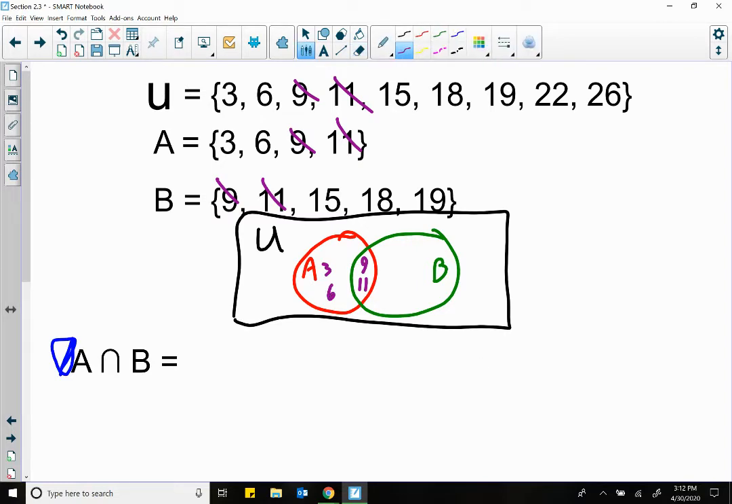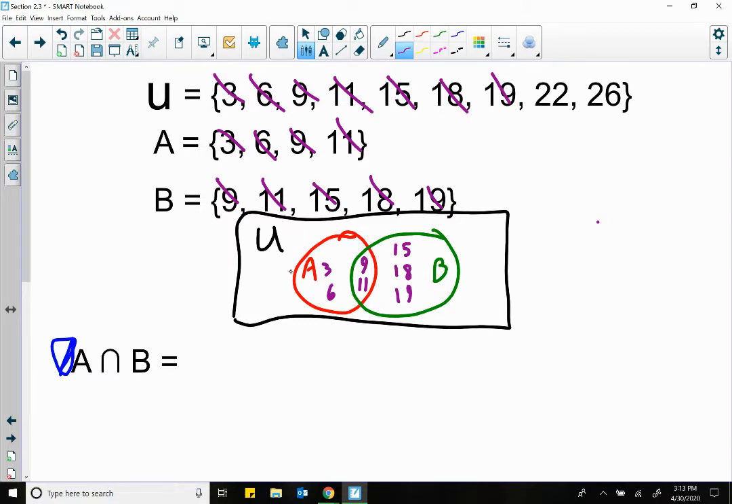So I'm going to cross those off. Forgot to do that. So we no longer have 3 and 6 and 9 and 11. It's all gone. So over here says, give me everybody that's left in B. Well, that's 15, 18, and 19. So I'm going to come in here and say 15, 18, 19. Cross those off. So I've taken care of A, B, what they have in common.